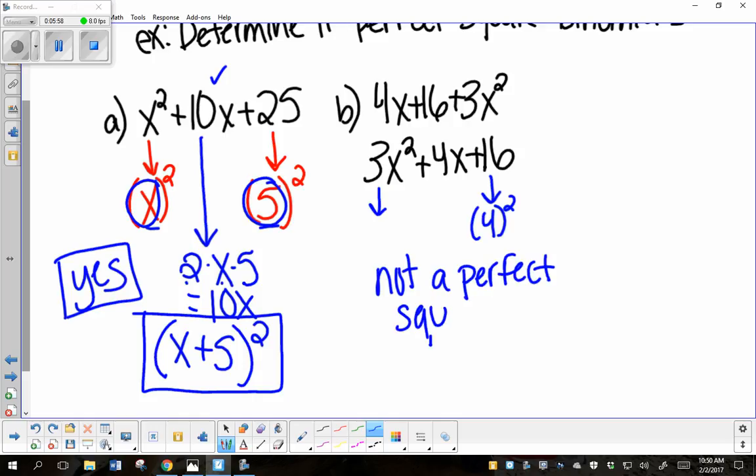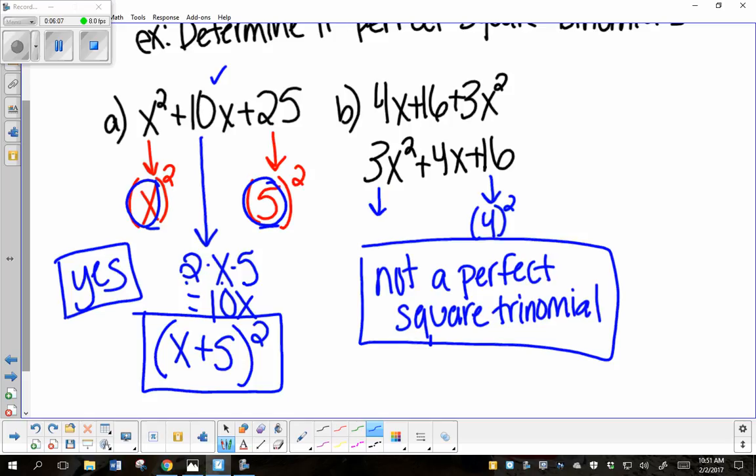So this one already failed the test. We cannot factor this using our shortcut for perfect square trinomial. We could try an AC method. I'm not even sure it would work. It might work. I haven't even tried this one. But we just know that we cannot factor this using the perfect square trinomial shortcut. You might still be able to factor it, but you'd have to use an AC method.